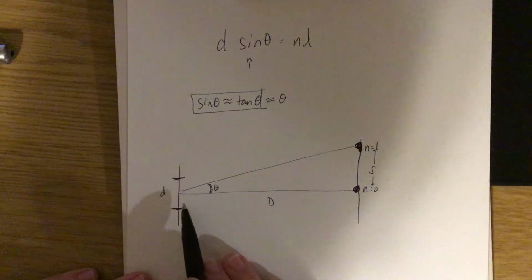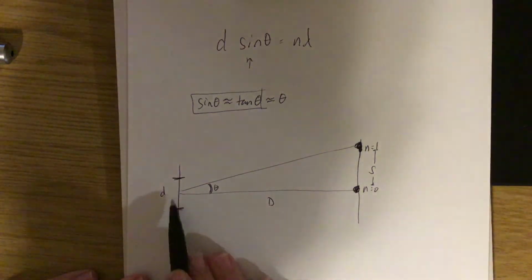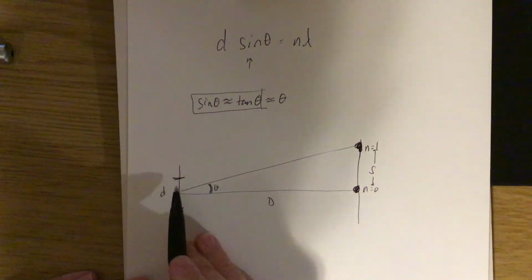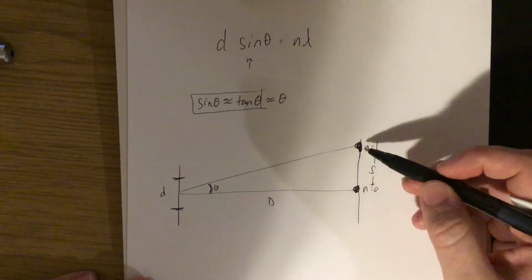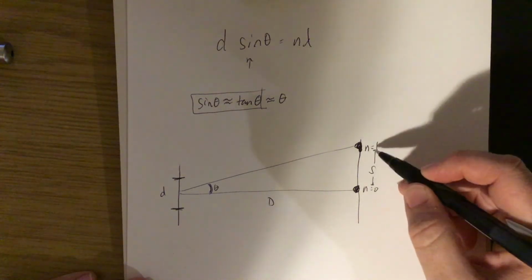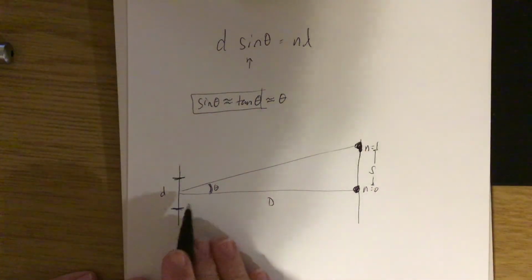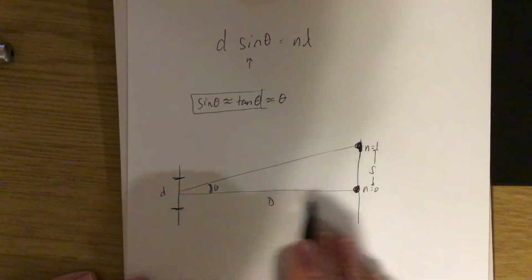And so if we take a look back at our triangle, d is the distance between our slits, S is the distance between our maxima, the bright spots for the laser, so n0 to n1, and big D is the distance between the diffraction grating and the wall.